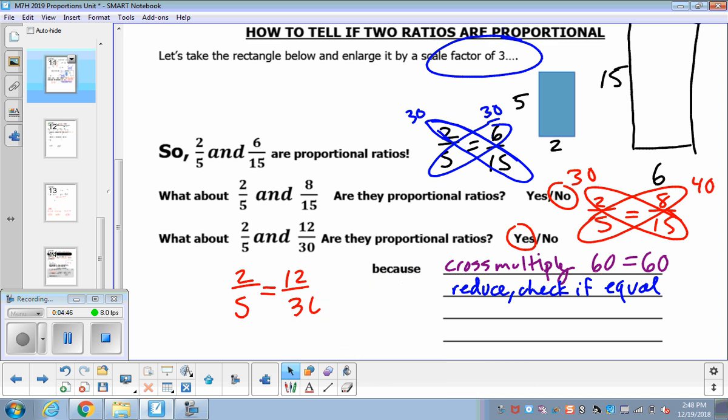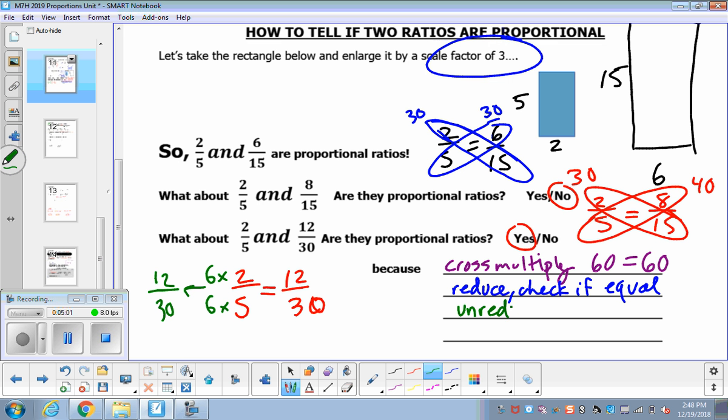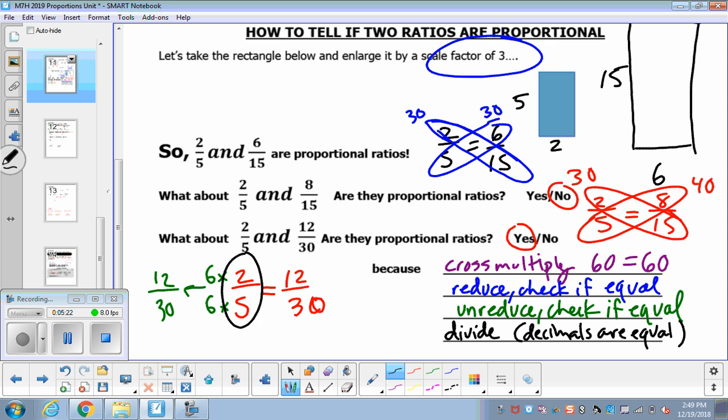Now, what we also could have done is kind of like unreducing. We could have multiplied both of these and gotten a bigger fraction. So you could kind of unreduce, if you want, and then again, check to see if they're equal. And the last thing that I'm going to point out that you could do is you could simply divide to make them both decimals, and then check to see if the decimals are equal. So in the calculator, when you divide 2 by 5, it's a 0.4. And in the calculator, when you divide 12 by 30, it's a 0.4. And they are, in fact, equal.